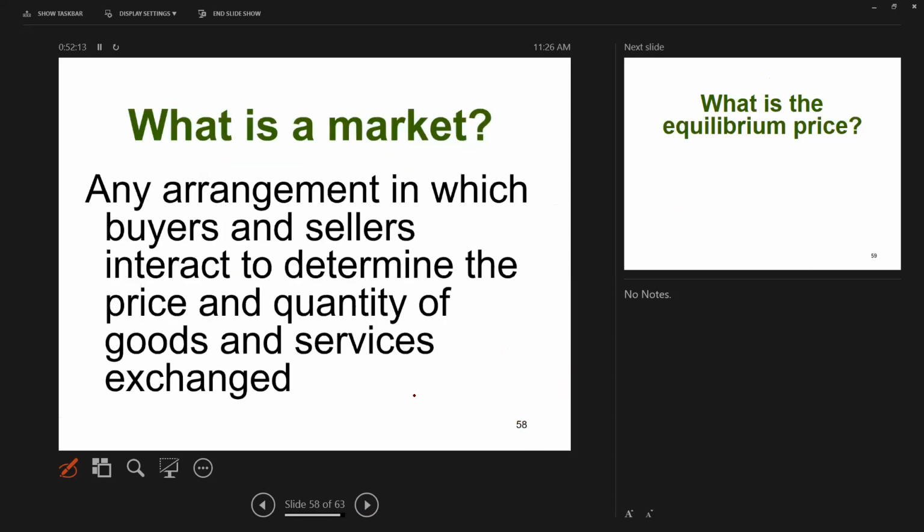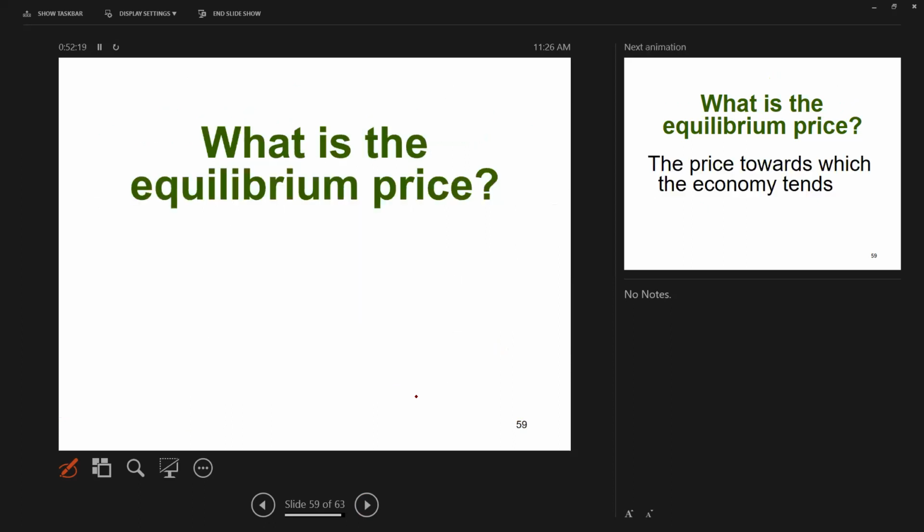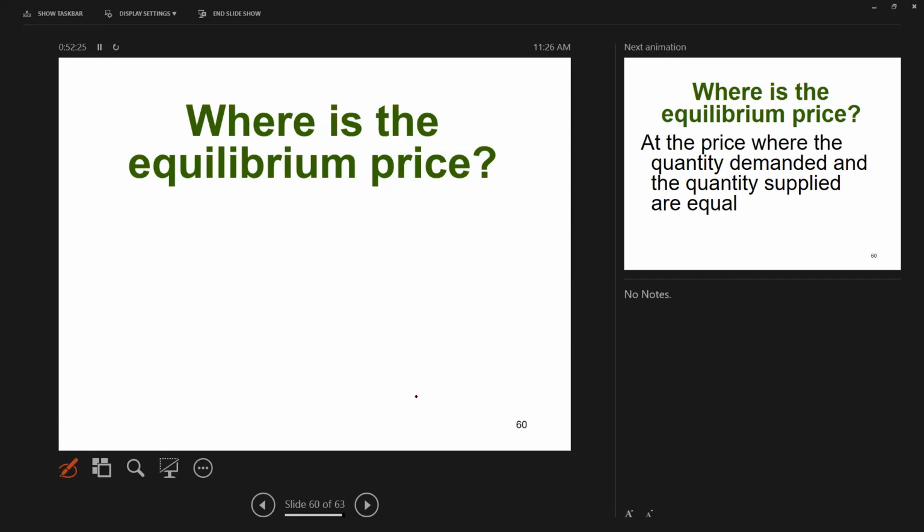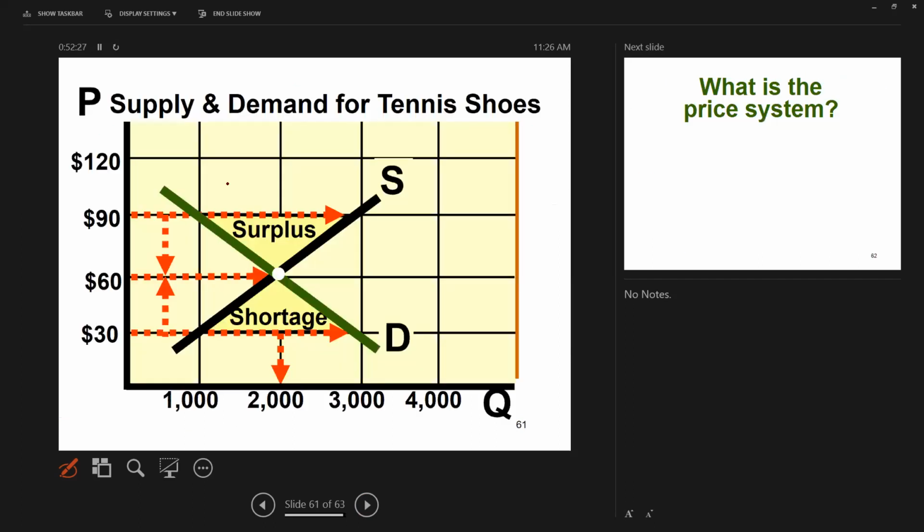Okay. Now, on the market, buyers and sellers interact to determine the price and quantity of goods and services exchanged. When they do, we bring supply and demand together. And I'm going to show you the picture first. Okay, here's our demand curve. For tennis shoes, let's say, here's our supply curve.